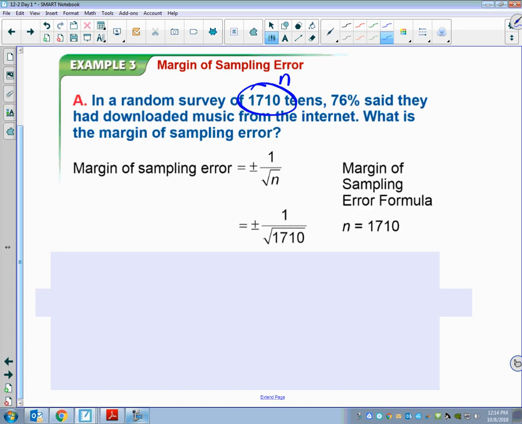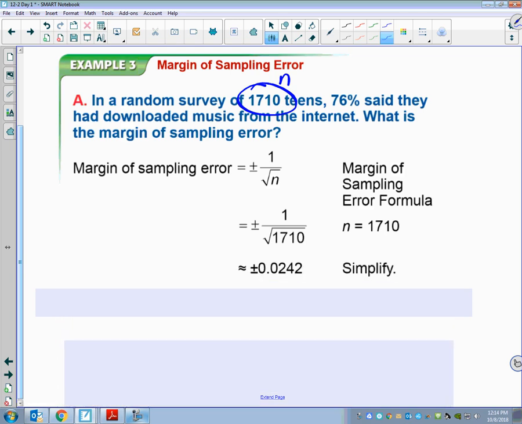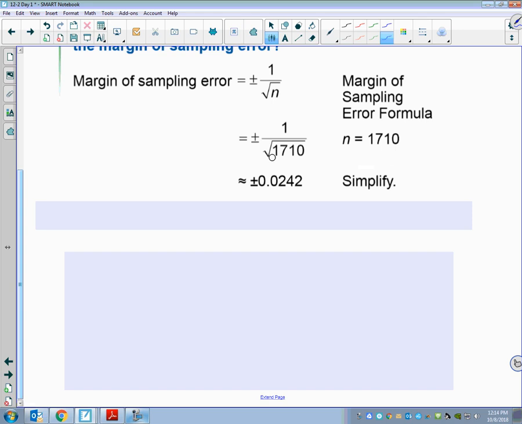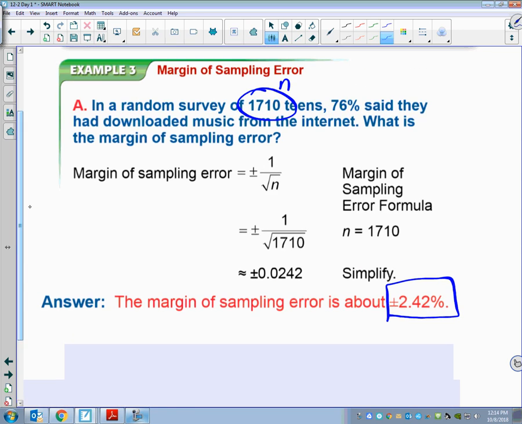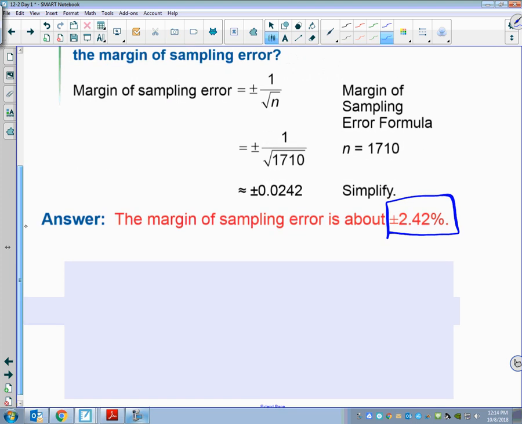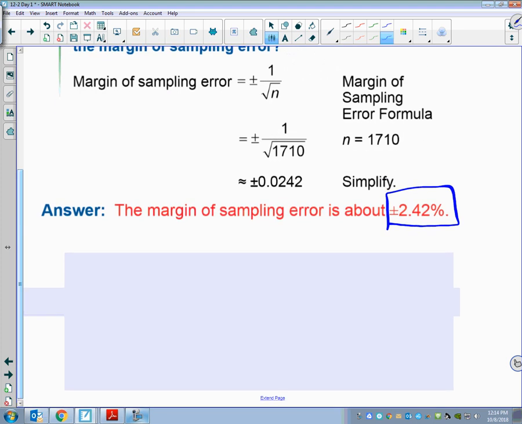And yes, that would be the exact answer if we're leaving it like this. But since we're talking about solutions in a real world concept, it makes sense to write it like this. So this would be a margin of error of plus or minus 0.02. So the margin of sampling error is about, we always talk about percentages, plus or minus 2.42%. This is how many said they had downloaded music, and so you want to think about adding or subtracting about 2.5% to that is really what you're looking at when you see that.